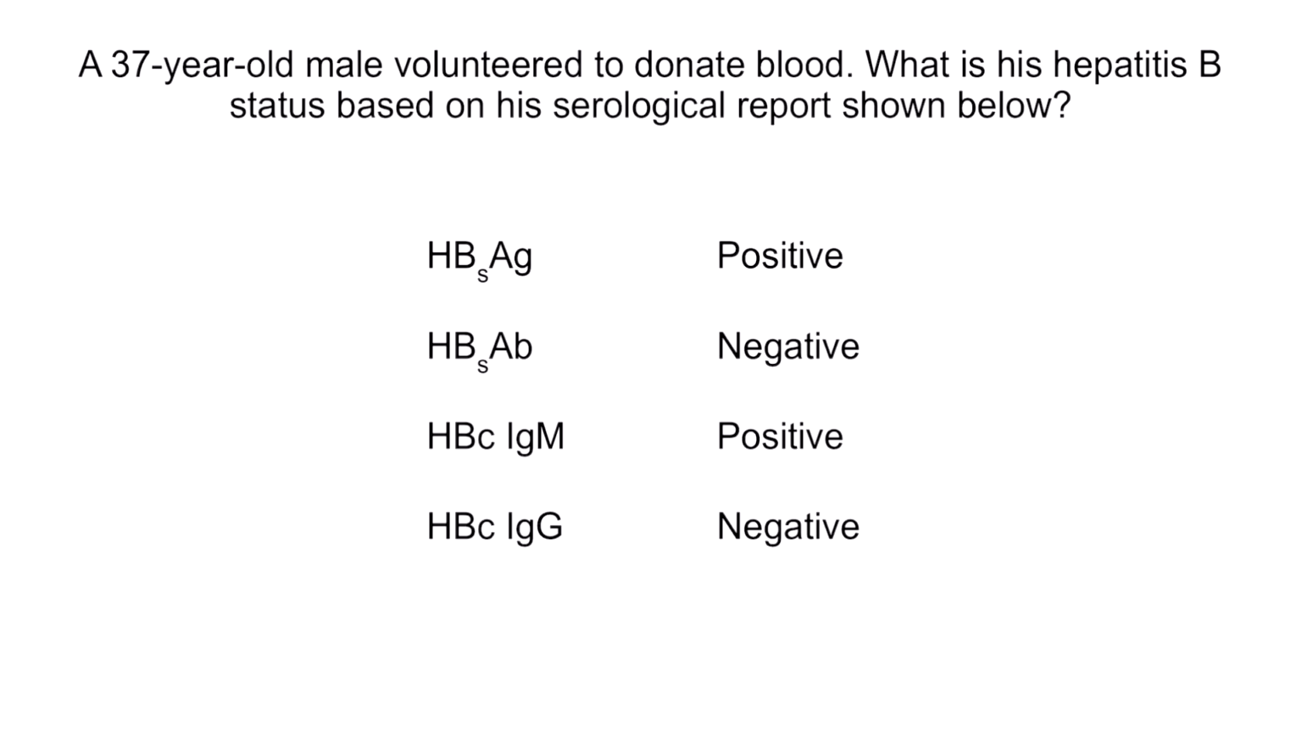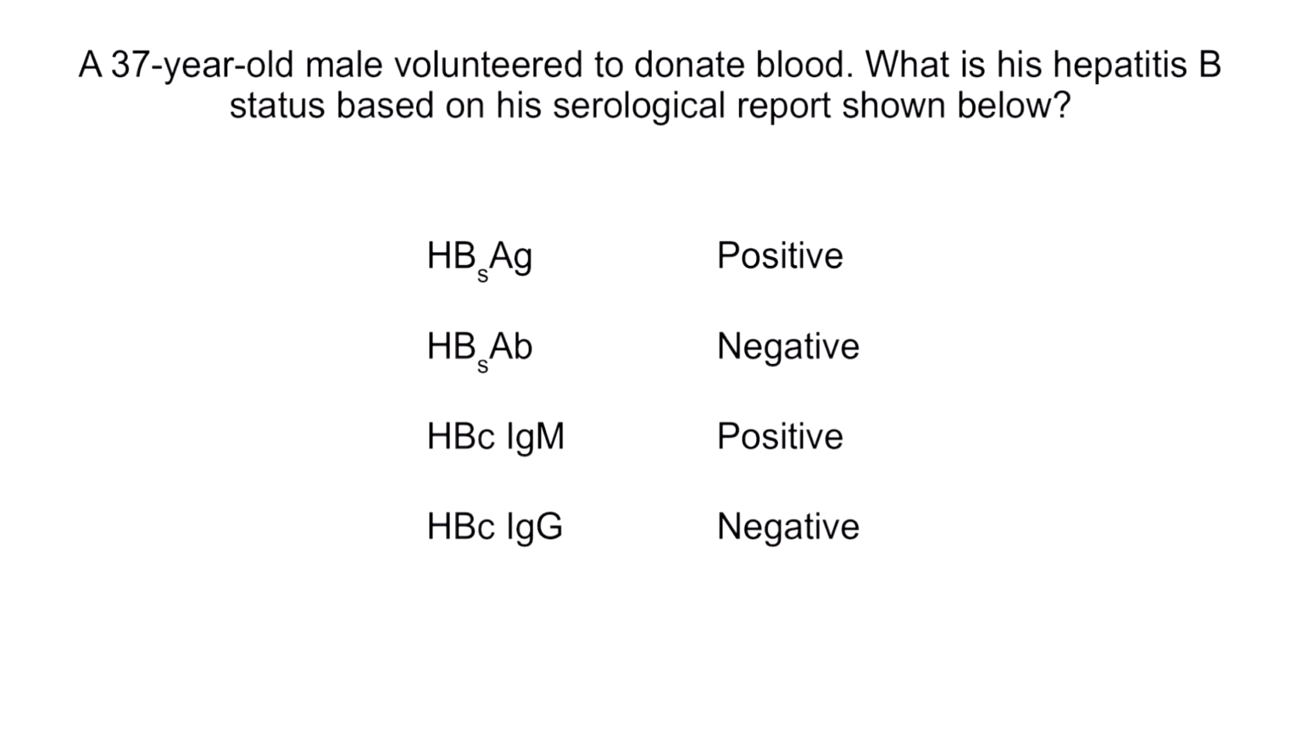All right, let's solidify this information with a question. A 37-year-old male volunteered to donate blood. What is his hepatitis B status based on his serological report shown below? HBsAg positive, HBsAb negative, HBcIgM positive, HBcIgG negative.